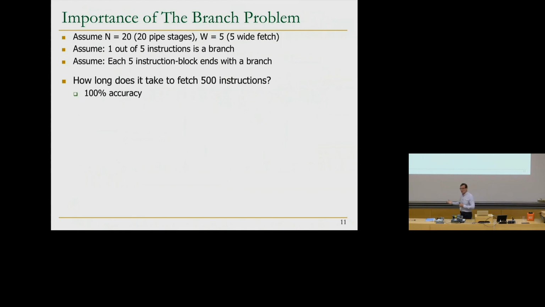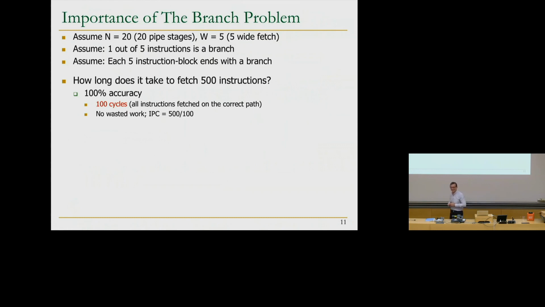The first part of the question is, what if you predicted all of the branches correctly? If you predict all of the branches correctly, meaning you know what's the next 5 instruction block you're going to fetch, you're fetching 500 instructions in total, and every cycle you're fetching 5 of them, which means that you finish everything in 100 cycles, right? IPC is 5, yes, exactly.